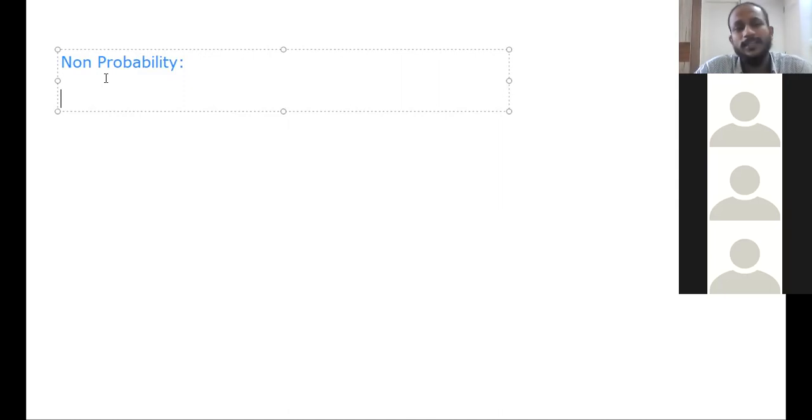Now, under this non-probability sampling, the first one is judgment sampling, or we can also use another word, purposive sampling, which you have mentioned in your textbook. So I use the word judgment sampling or purposive sampling. They can ask any type of questions, right? Now what is meant by judgment sampling? When you are selecting the sample based on your own judgment, that is what we call judgment sampling.